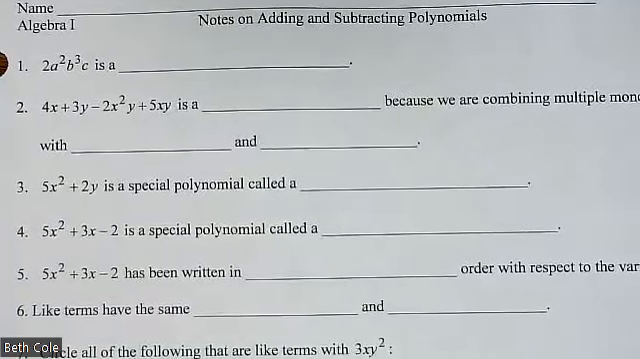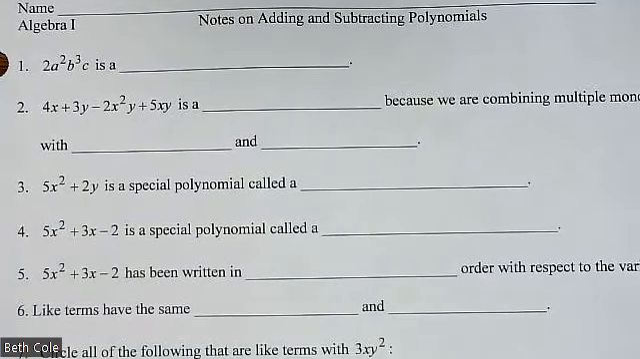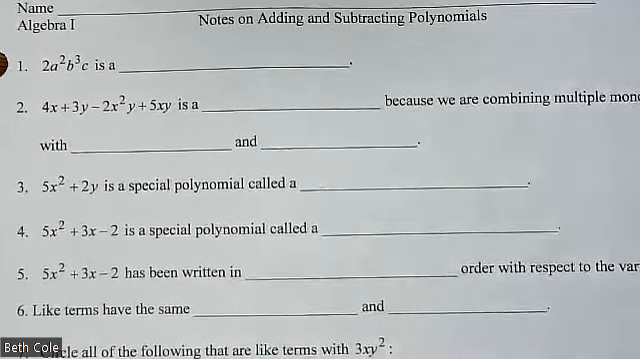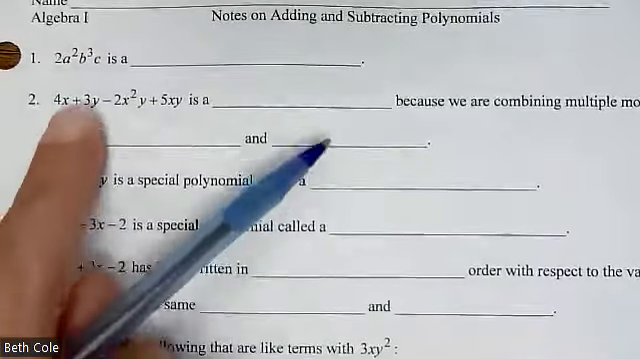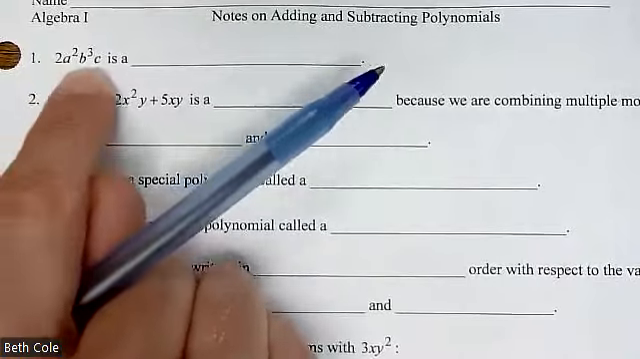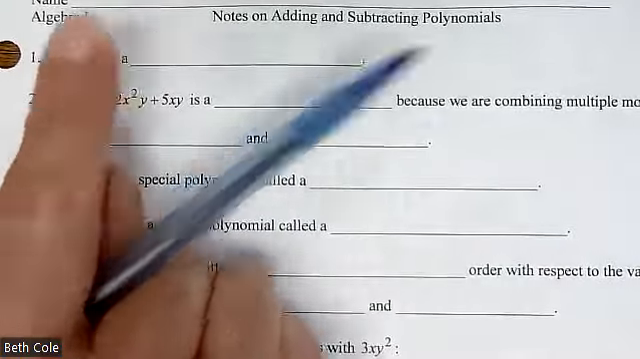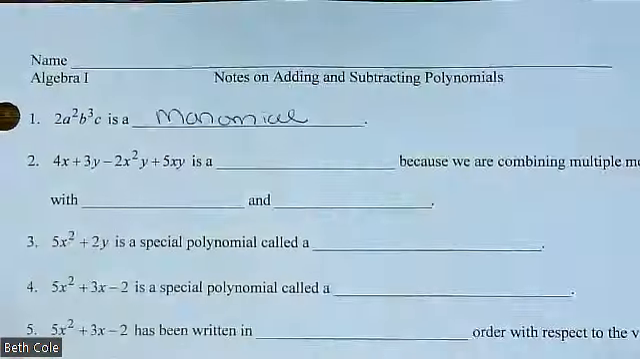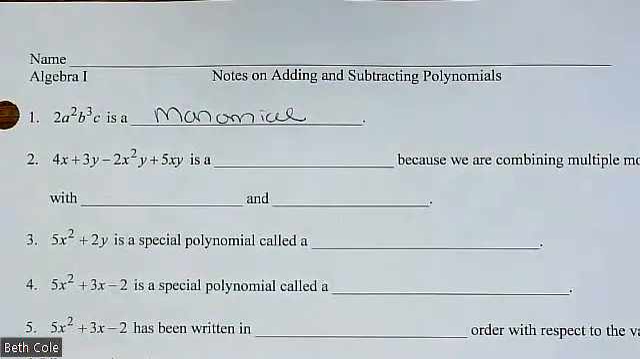So we're going to start our polynomials. Does anyone know what the prefix poly means? Well, 3 or more, like several, like a bunch, okay? So when you see something like this, 2a squared b cubed c, do you see a plus or a minus anywhere in there? No, it's all one thing, so we call that a monomial. Mono means one, it's a singular thing. I know it looks like there's a lot of stuff in there, but there's nothing being added or subtracted.